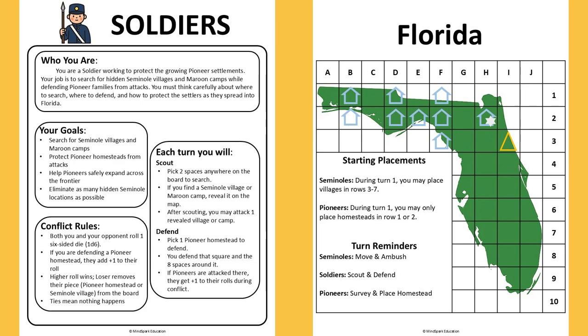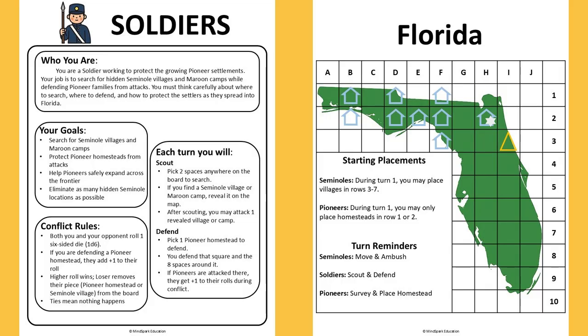Soldiers are next in the turn order. They get to scout 2 squares to see if there are Seminole villages nearby. They decide to scout I2 and I3. Even though there is an ambush set at I2, there is no village, so the soldiers are told that the square is clear. I3 reveals a Seminole village. Now soldiers have the opportunity to attack the revealed village at I3.